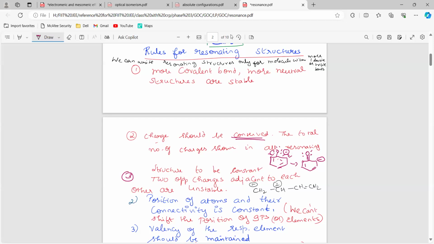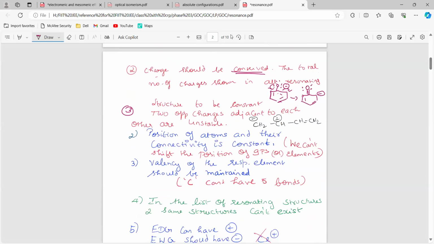Going to the next one. Two opposite charges adjacent to each other are unstable. CH2 minus is there, CH plus is there. When they are close together, they are unstable. More separated charges are stable. The more separated the charges are, the more stable they are.